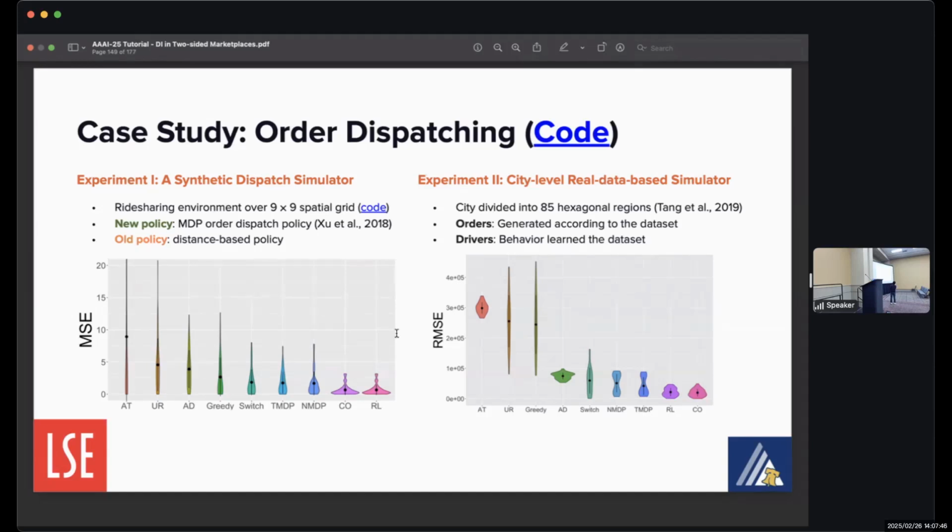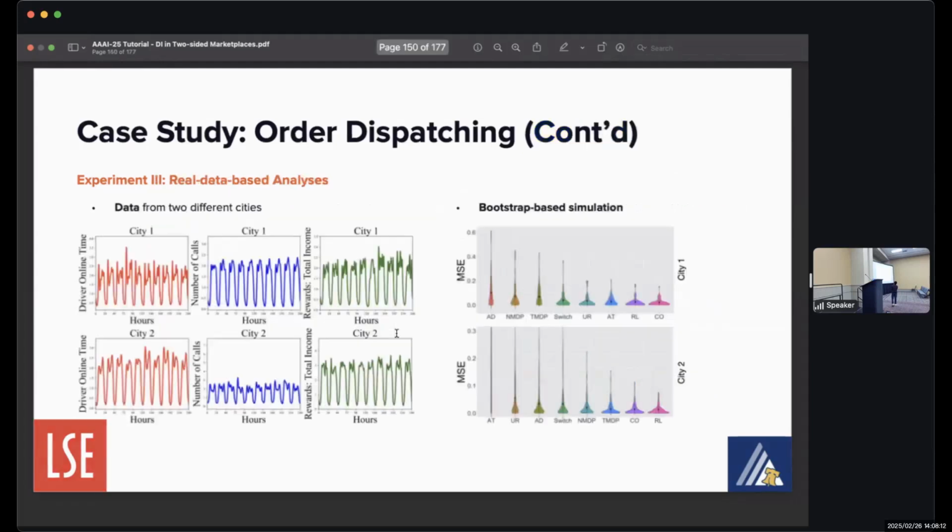You can see that the last design, the ARMA design, achieves the best performance. And for the second experiment, we consider a city-level, real-data-based simulator, which divides the city into 85 different regions. The orders and the drivers are all generated based on historical data. And again, you can see the ARMA design achieves the best performance.